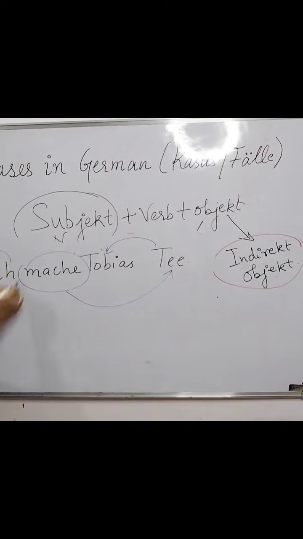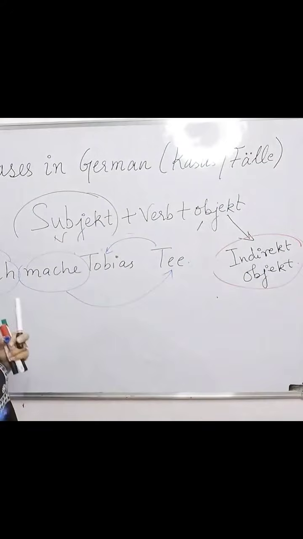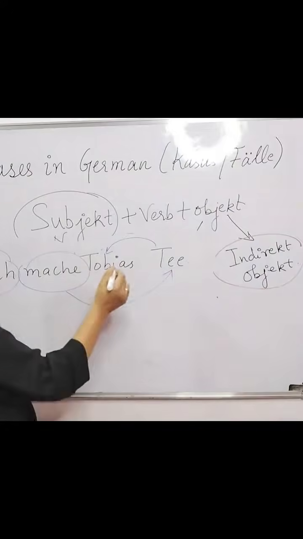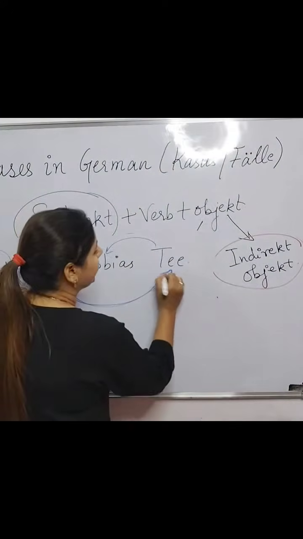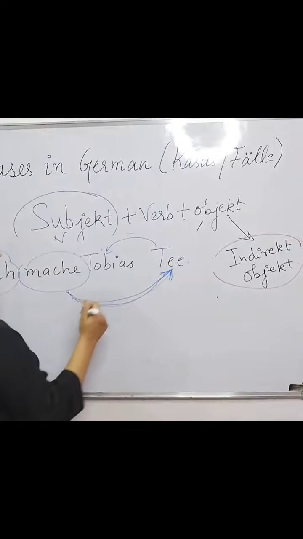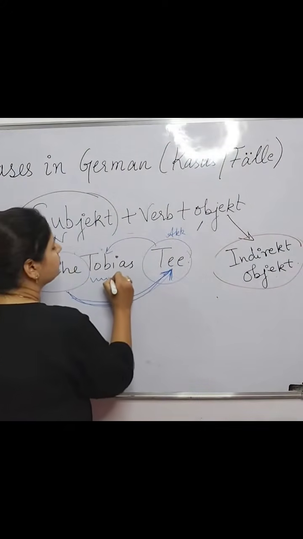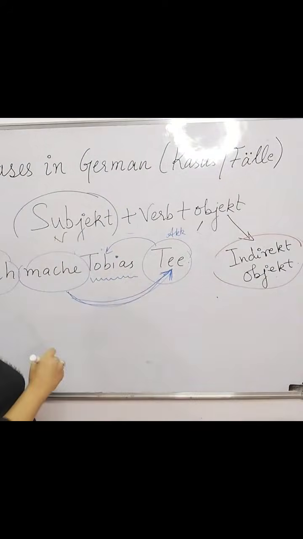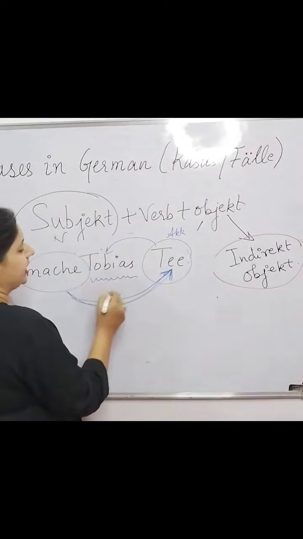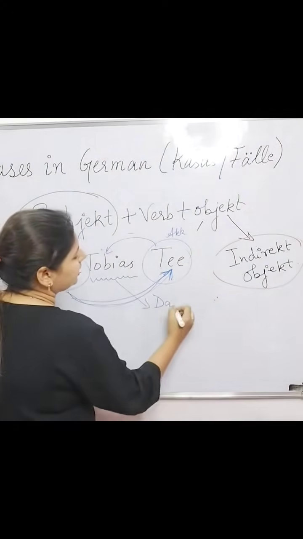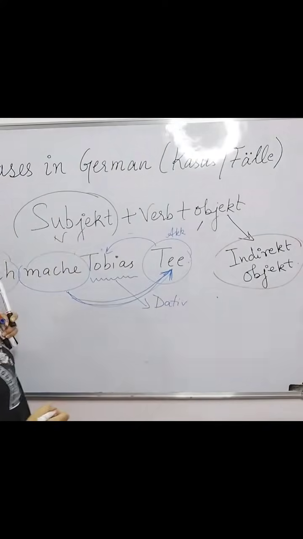So I am nominative. I am the doer. Mache is my verb. Tee is my direct object because we are making tea. It's my direct object, accusative, and for whom are we making tea? Ich mache Tobias Tee. So I make tea for Tobias. So Tobias is my indirect object. So he is dative. One more example we'll do now.